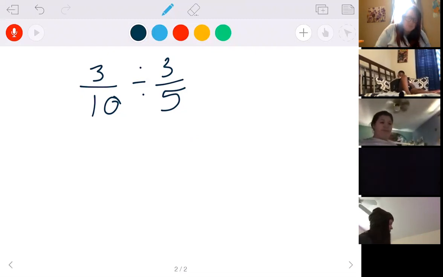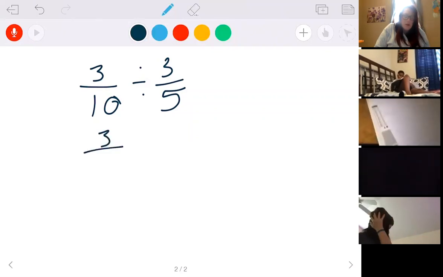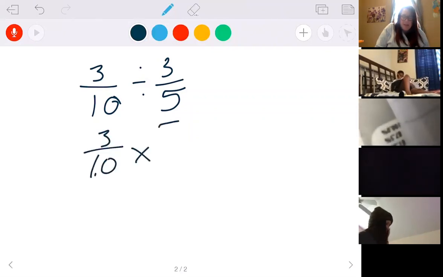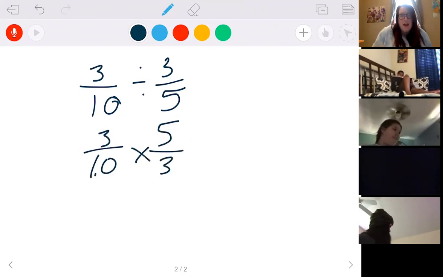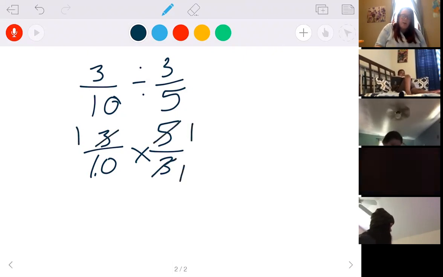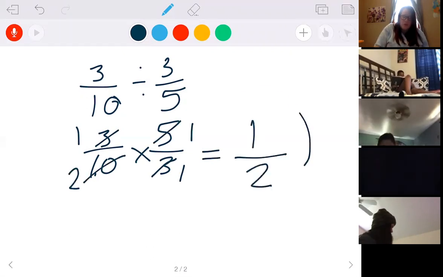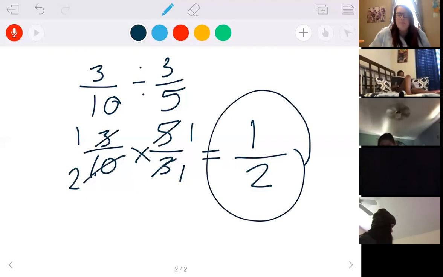Okay, so first thing we do, 3/10 times 5 over 3. These are the kinds I like because you can reduce all the way through. 3 divided by 3 is 1. 3 divided by 3 is 1. 5 divided by 5 is 1. 10 divided by 5 is 2. 1 times 1 is 1. 1 times 2 is 2. So we get a half. And that one's it. So remember to try to cross reduce.